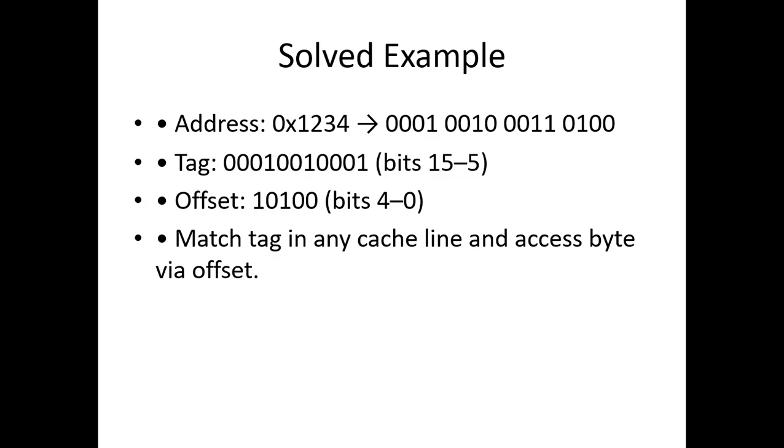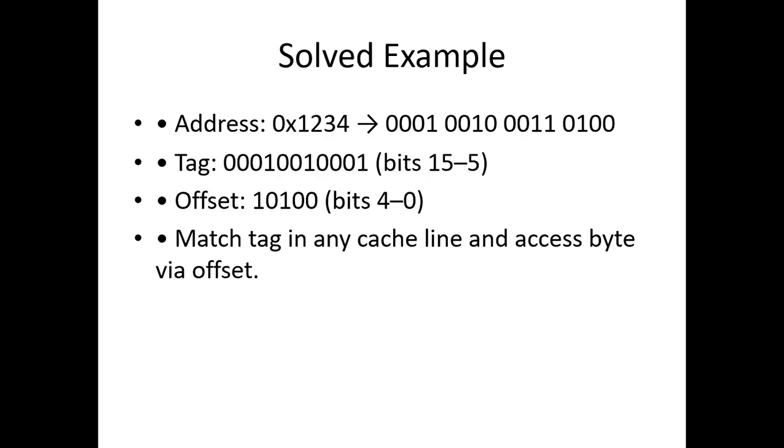Let's walk through an example. Let's take a memory size of 64 kilobytes, which is 2 to the power 16 bytes, a cache size of 4 kilobytes, and a block size of 32 bytes. The cache lines give us 128 lines. The memory blocks give us 2048 blocks. That gives us an offset of 5 bits and a tag of 11 bits.